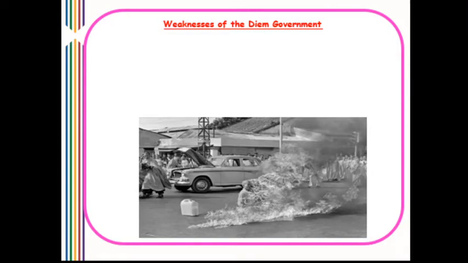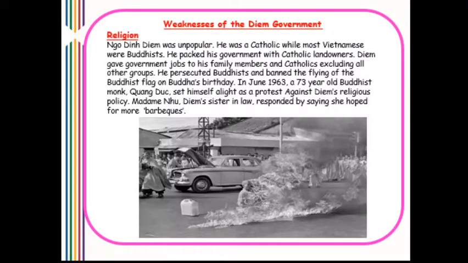So what were some of the weaknesses of the Diem government? The first one was religion. Diem was unpopular. He was a Catholic, while most Vietnamese were actually Buddhists. He packed his government with Catholic landowners, and gave government jobs to his family members and Catholics, excluding any other group, especially Buddhists. He persecuted the Buddhists and banned the flying of the Buddhist flag on Buddha's birthday.